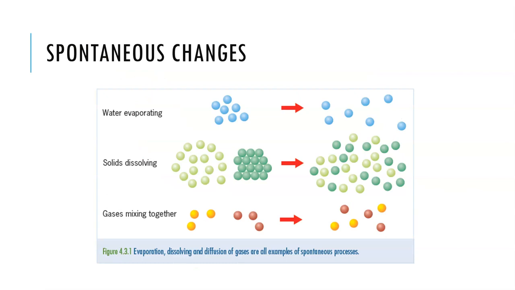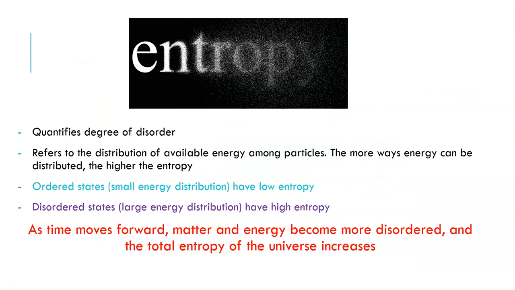So spontaneous changes, we've seen examples of these that naturally occur are things like water evaporating, solids dissolving, or gases moving together. These are examples of spontaneous processes, but you can also see that they also increase the level of disorder. Okay, so here where water was a liquid and goes into a gas, we're increasing disorder. Where solids dissolve, the solute into the solvent, we have a higher kinetic energy and a greater level of disorder. Same goes with the mixing that we see between gases.